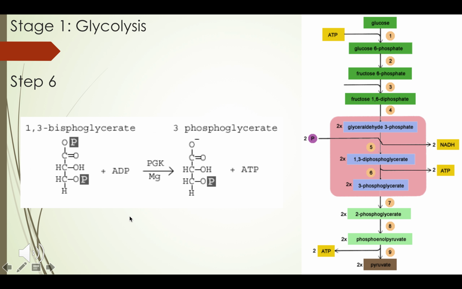Step 5 ended with 1,3-bisphosphoglycerate, and in step 6, this molecule is converted into 3-phosphoglycerate by an enzyme called PGK. Unlike the other reactions, this one loses a phosphate group, and the phosphate is transferred to ADP, and that yields our first ATP molecule. Another ATP is also created in this step. So we used 2 ATP in the previous steps, and now we just gained 2 more. So now we're at a net gain of 0 ATP.